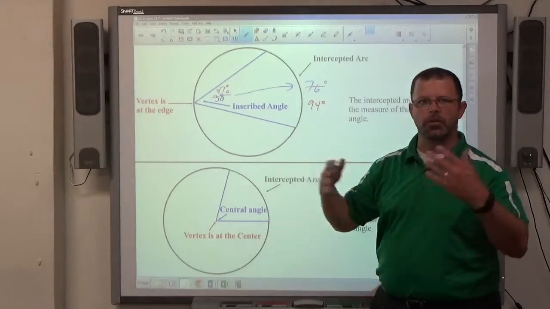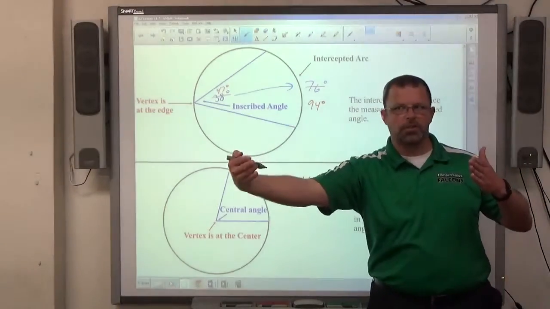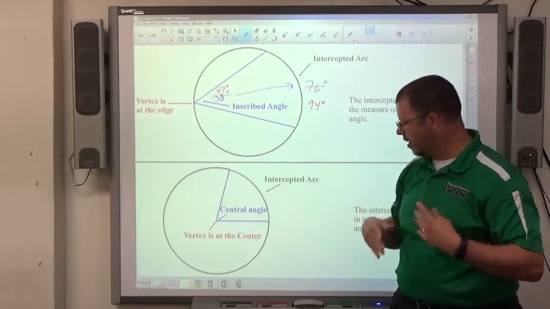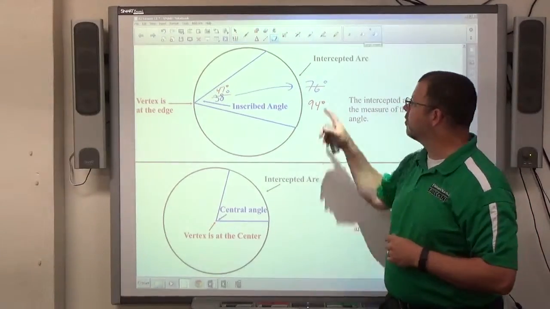All right, so there's a relationship. We can go from the inscribed angle to the intercepted arc, or from the intercepted arc back to the inscribed angle. We have that relationship between those two numbers.